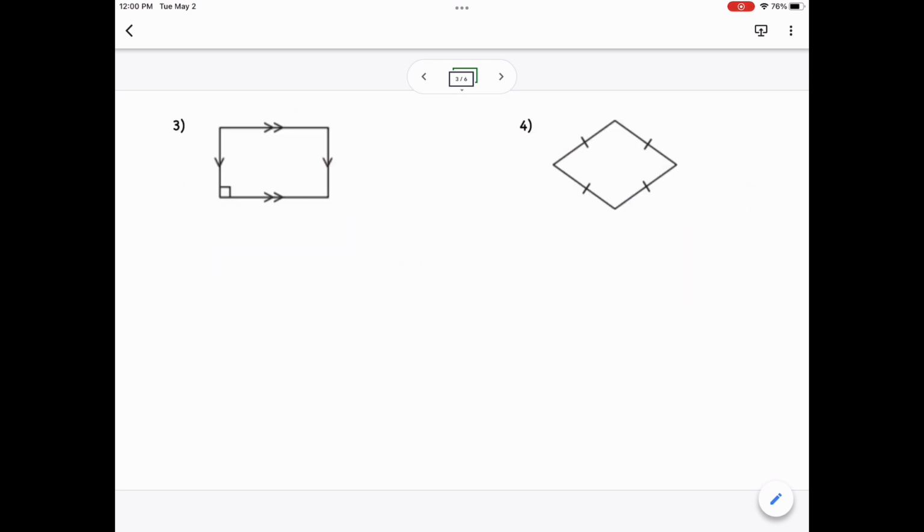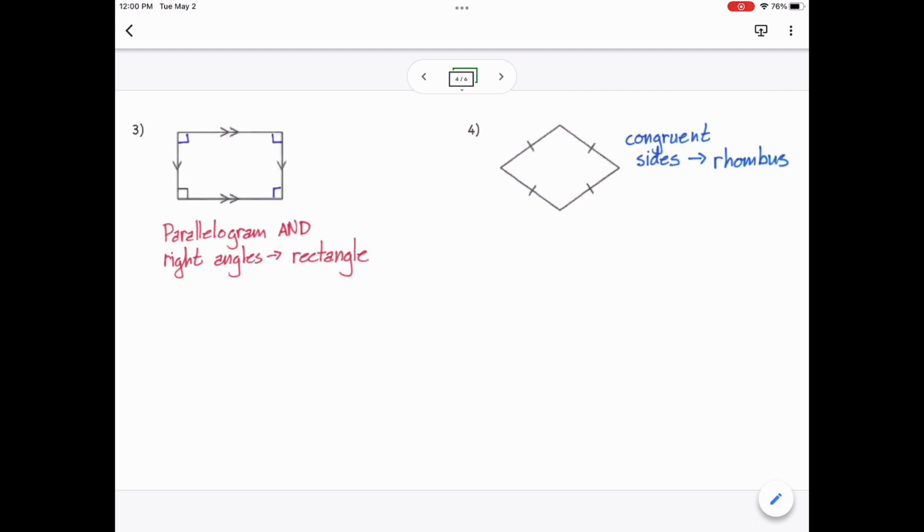Number 3, you have opposite pairs of parallel lines. You also have a right angle in the bottom left corner, so if they're parallel, then they all must be right angles. 4, it looks like all sides are equivalent, but the angles look a little different. So I would say number 3 would be considered a rectangle. And then for 4, congruent sides makes that a rhombus.